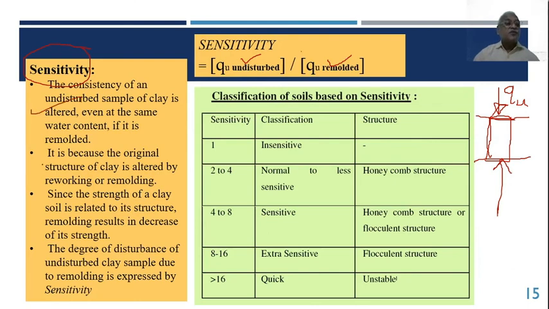There are reasons why it happens. It is all these reasons, right? And the classification, depending upon the values of sensitivity, is: insensitive, normal, sensitive, extra sensitive, and then too much, which is quick. Okay.